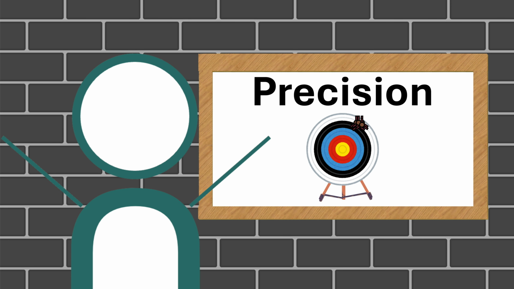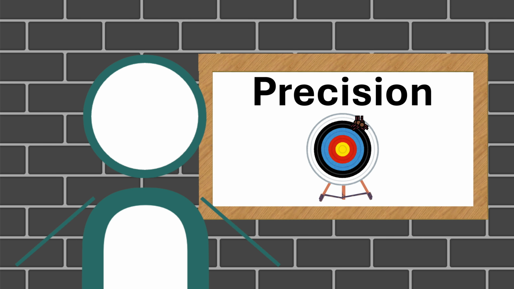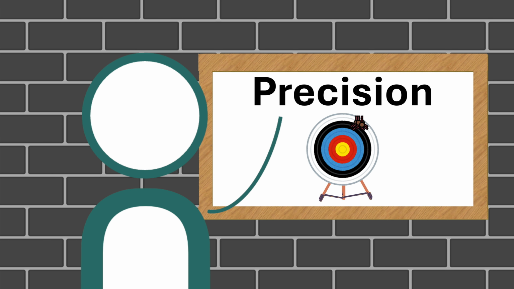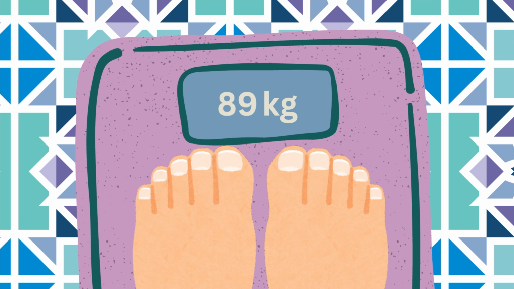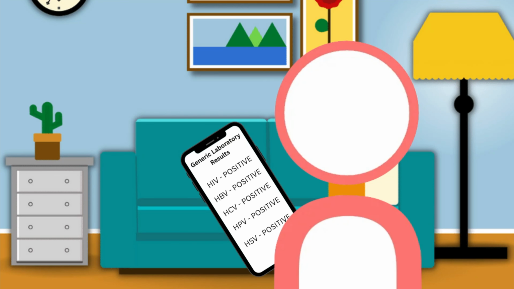Precision is how close your repeated measurements are to each other. If your bathroom scale is broken and always shows 5 kilograms less, it's precise but inaccurate. In medicine, a test that is precise but not accurate can make people trust the results when they should not.